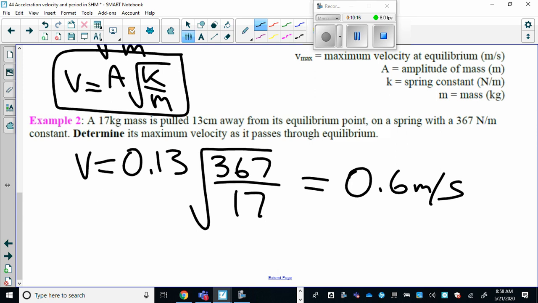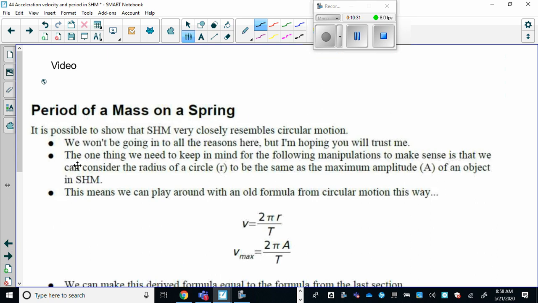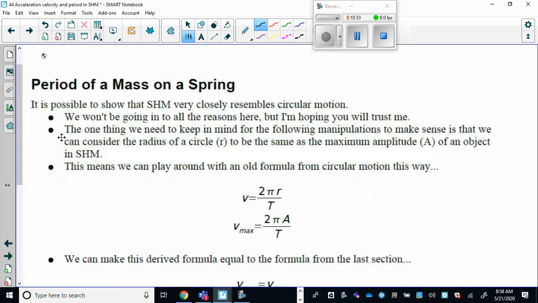Shall we do this next part? Yes, let's do this next part, because it still refers to masses on springs, and now we're going to do a little manipulation to calculate the period of a mass on a spring. It's possible to show that simple harmonic motion very closely resembles circular motion, and you should go onto YouTube and see this because it's really cool. I know I say everything in physics is cool, but that's only because it's true.